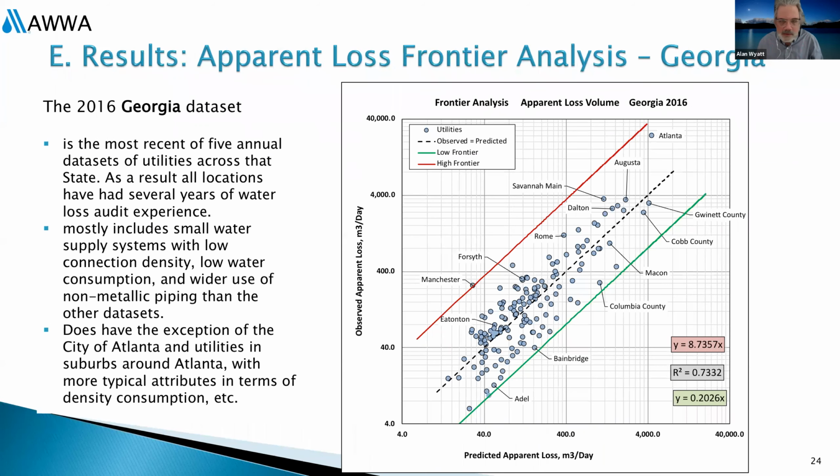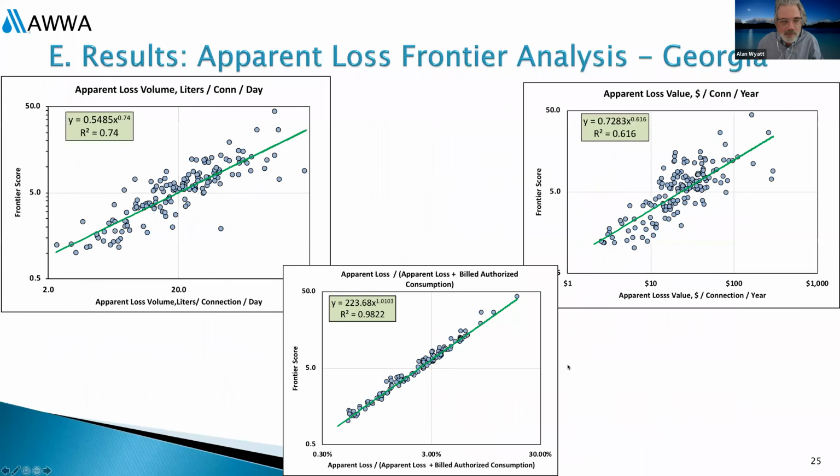Okay, another illustration or set of results from the state of Georgia. And here we have a wider span from high to low frontier. We've got places like Atlanta, more urbanized, and then smaller, more rural, low density plastic pipe systems. Well, this is apparent loss, excuse me. The R squared isn't quite as good, but what we find is liters per connection per day have a pretty good fit.